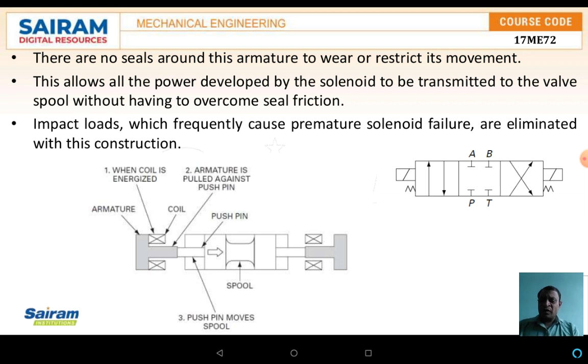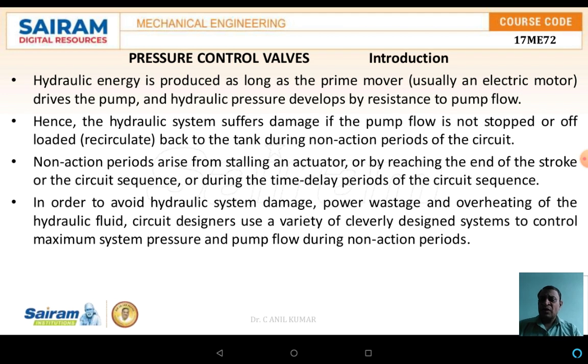In the same way, the push pin which is on the right side, once that coil is energized, automatically the armature starts moving from right to left. Automatically it is pressurizing the push pin and moves the spool to the left side. The symbolic representation is shown in the figure, in which both ends are represented by means of the solenoid only.